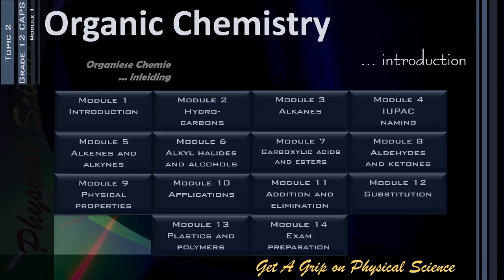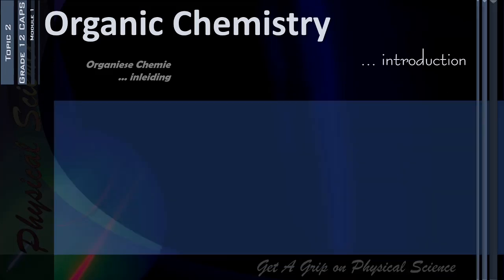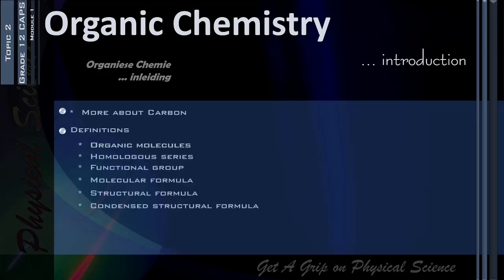Organic chemistry is an exciting topic, and we will cover 14 modules on this topic. In the first module, you will be introduced to organic chemistry, with applications that range from medication and pesticides to plastics, fuels, fragrances, and many more. You will understand why carbon is so important for organic chemistry, and then we're going to look at definitions, single, double, and triple bonds, and you will learn more about functional groups.